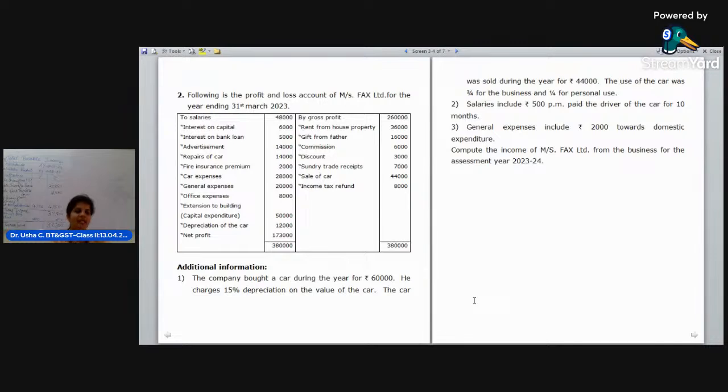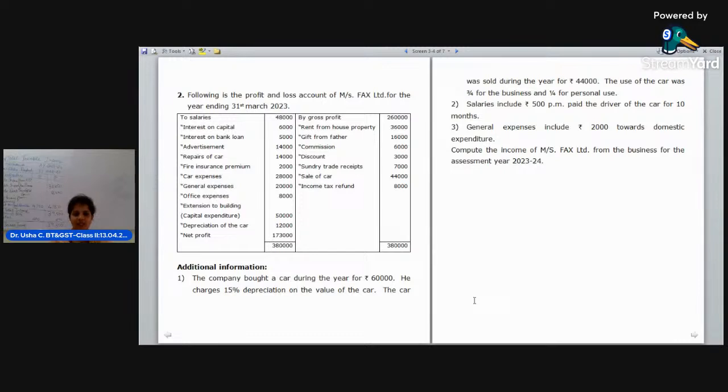Extension to building means they are actually going for extending their business. That is again construction of building. This is not the regular activity of the business, though for the construction industry it may be allowed. But this is a trading business, so extension of building is not considered an expenditure. This is a capital expenditure. Being capital expenditure, it will be shown in the balance sheet, correct? It is not allowed. So being an inadmissible expense, we need to add it back.